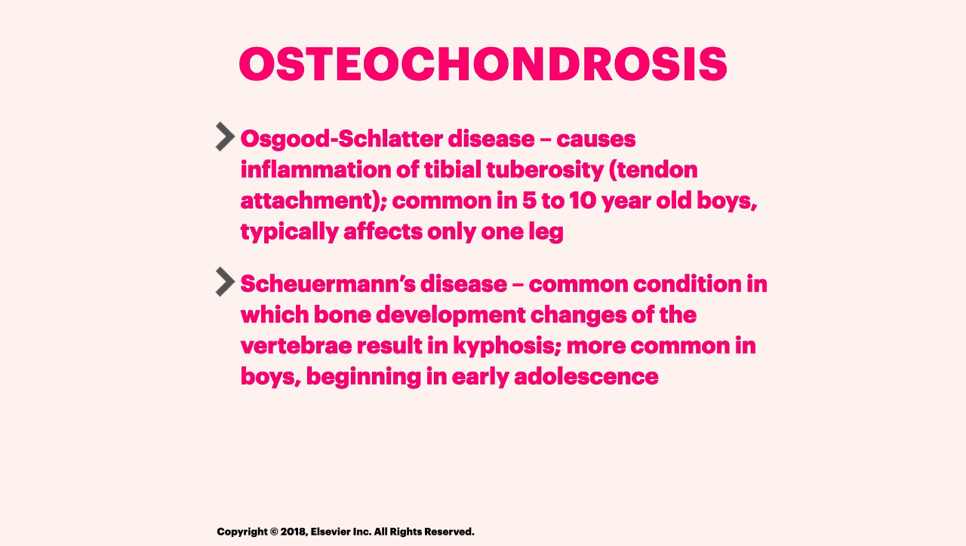Osteochondrosis, Osgood-Schlatter disease, causes inflammation of the tibial tuberosity, the tendon attachment. Common in 5 to 10-year-old boys, typically affects only one leg. Scheuermann's disease, a common condition in which bone development changes of the vertebra result in kyphosis, more common in boys beginning in early adolescence.